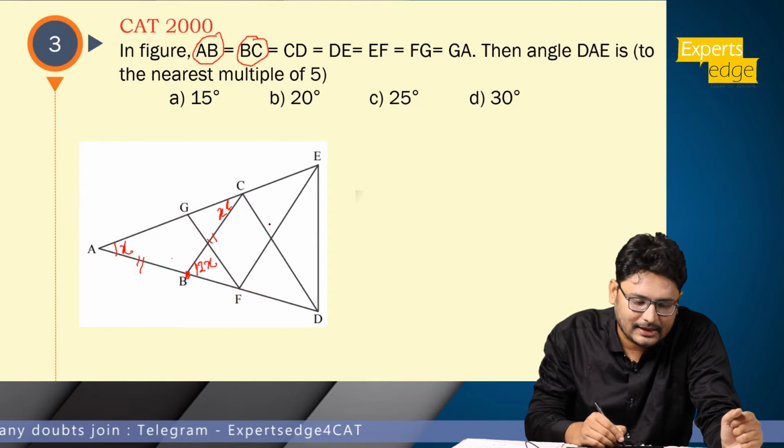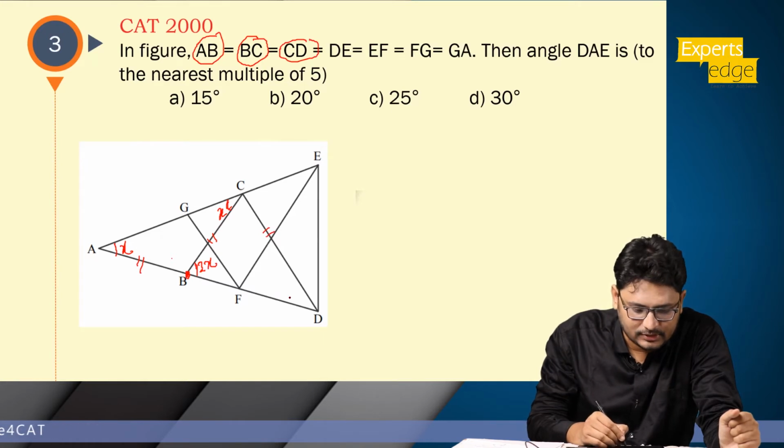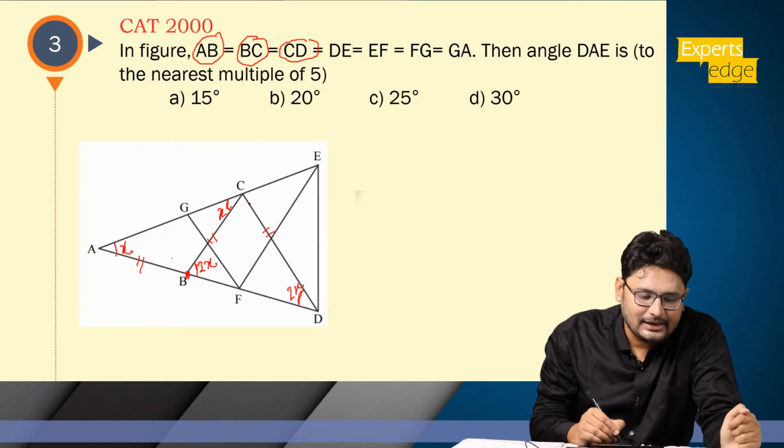अब BC के साथ I can see CD. Is CD there? Yes. So BC is equal to CD. That means CD के अगर 2x है अपोजिट तो BC के अपोजिट भी ये 2x होगा. ठीक है. Now can you see triangle ACD?